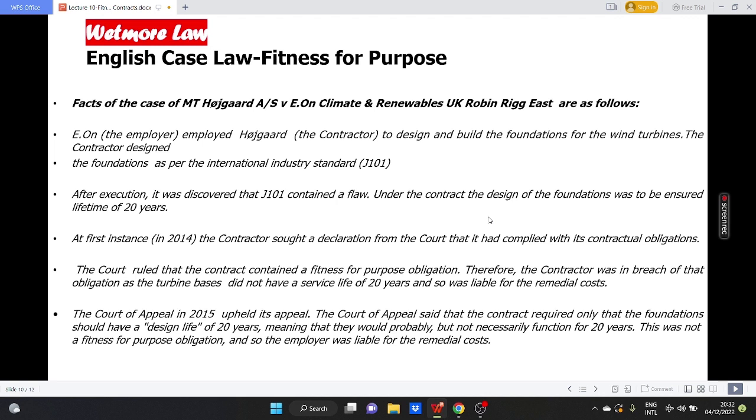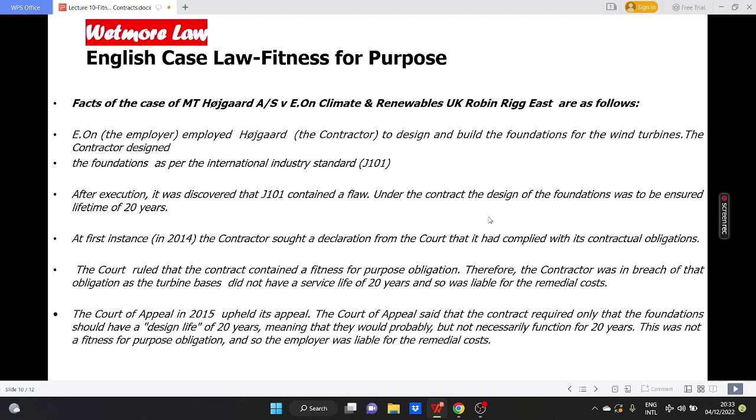At the first court of instance in 2014, the contractor sought a declaration from the court that it had complied with its contractual obligations. The court ruled that the contract contained a fitness for purpose obligation. Therefore, the contractor was in breach of that obligation, as the turbine bases did not have a service life of 20 years, and so was liable for the remedial costs.